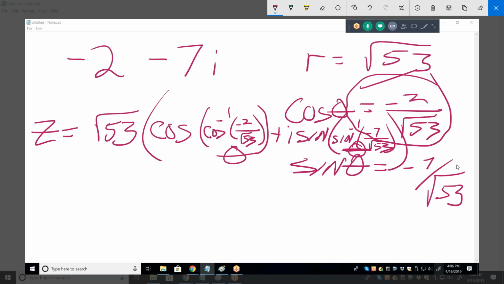2 divided by... 74.1. Okay. What angle, what quadrant are we in? The third quadrant. What's the equivalent third quadrant angle to 74.1? 254.1.